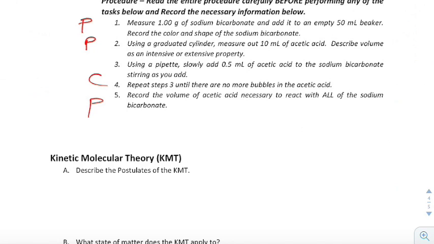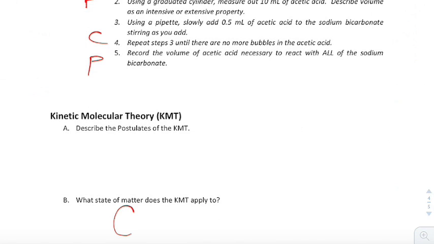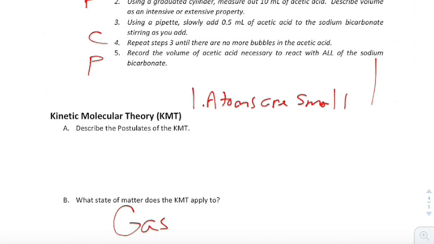Finally, we need to look at kinetic molecular theory. Kinetic molecular theory has to do with gases. So the first thing we're going to do is say, hey, it has to do with gas, and we want to talk about the postulates of it. Number one, atoms are small. That seems ridiculous, but really what it means is atoms are small compared to the volume that's here. You have a molecule there and a molecule here, and the diameter of this atom is very small compared to the distance in between them.